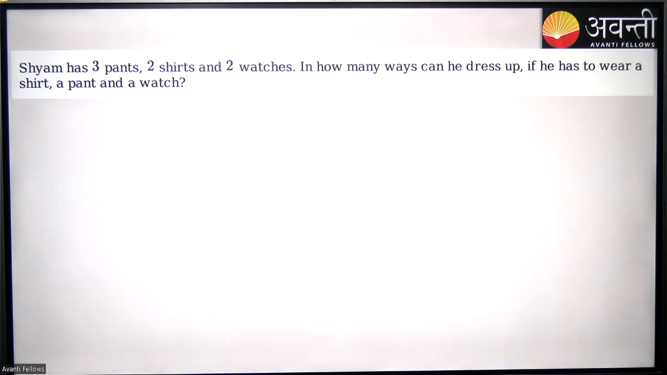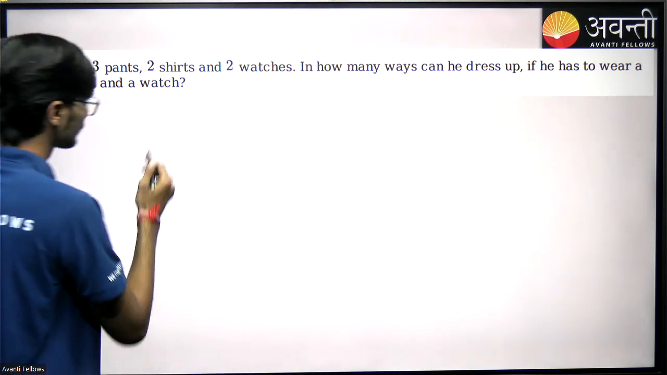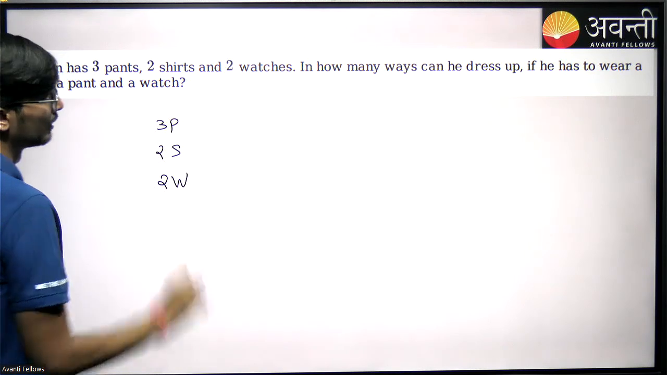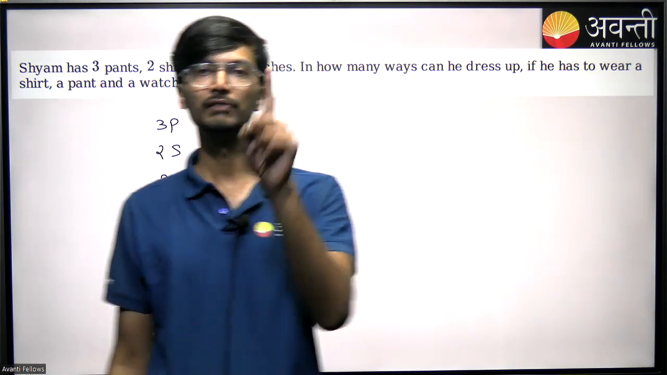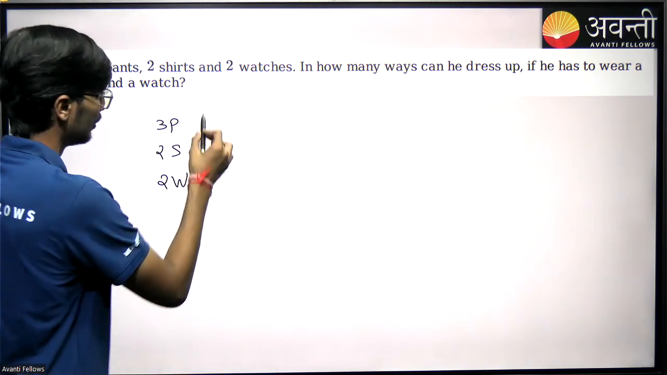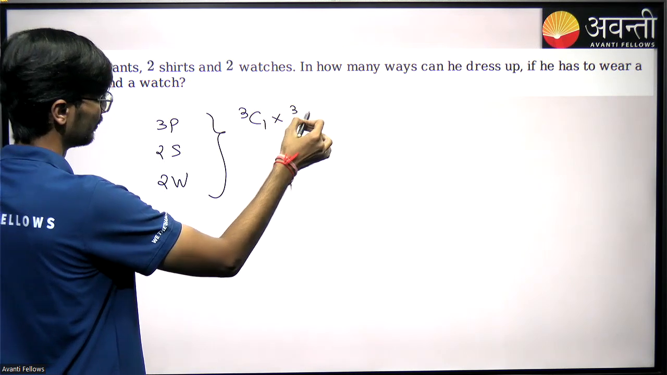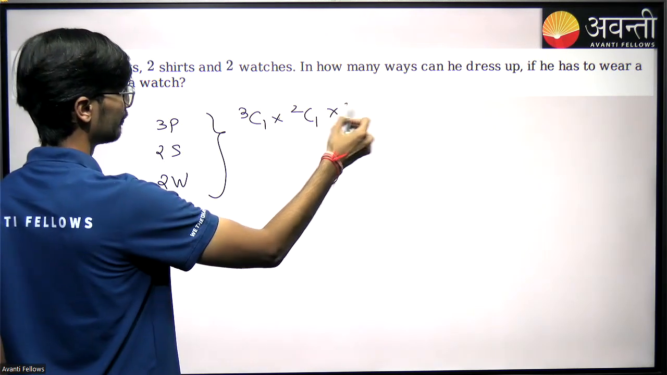So next is, I think, PNC, right? Sham has 3 pants, 2 shirts and 2 watches. In how many ways can he dress? He wants to wear 1 shirt, 1 pant, 1 watch. So from this, 1 pant and 1 shirt and 1 watch.